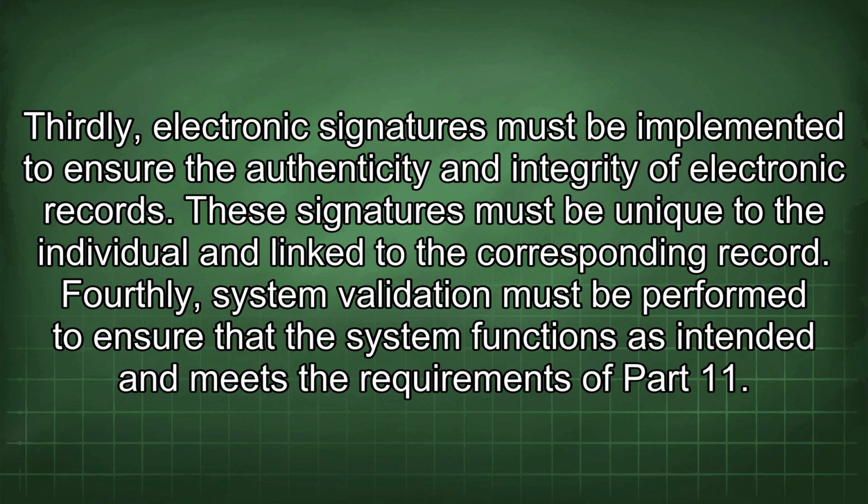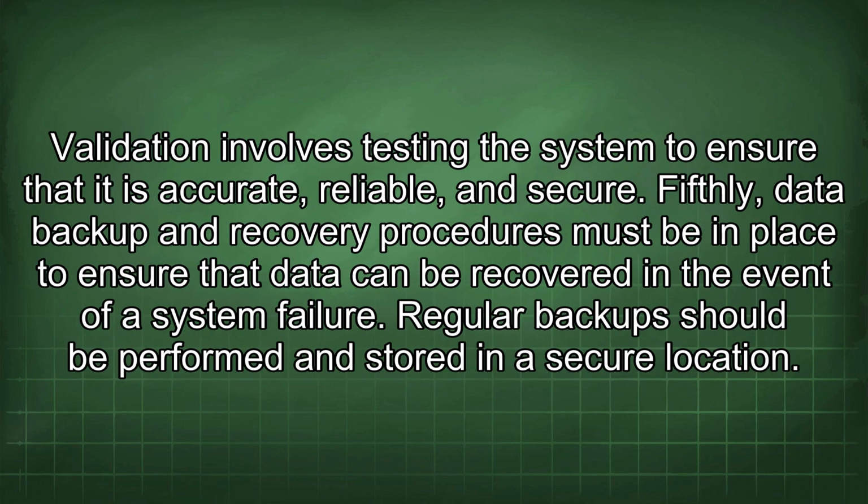Thirdly, electronic signatures must be implemented to ensure the authenticity and integrity of electronic records. These signatures must be unique to the individual and linked to the corresponding record. Fourthly, system validation must be performed to ensure that the system functions as intended and meets the requirements of Part 11. Validation involves testing the system to ensure that it is accurate, reliable, and secure.